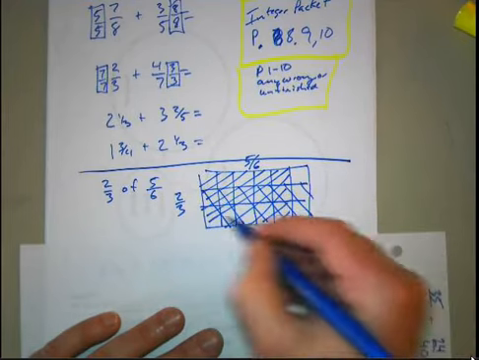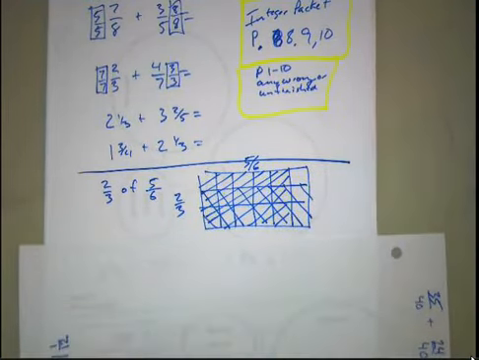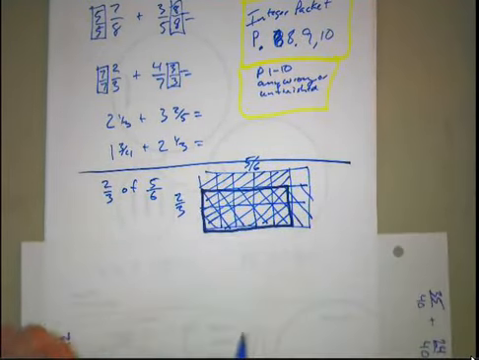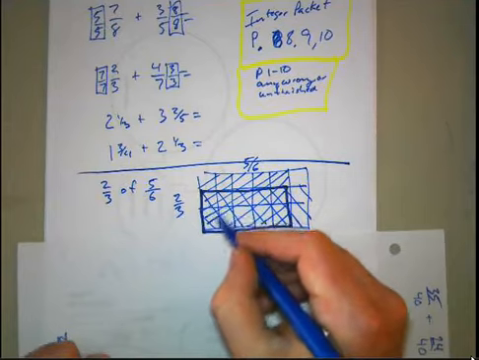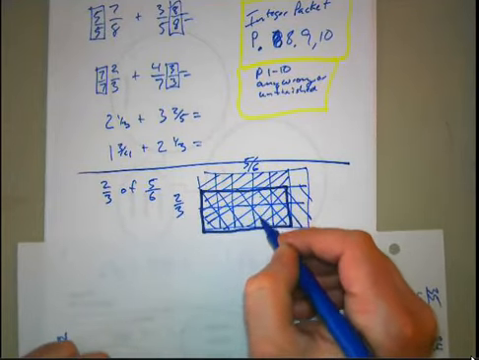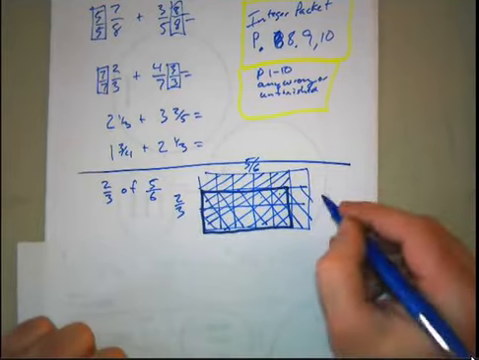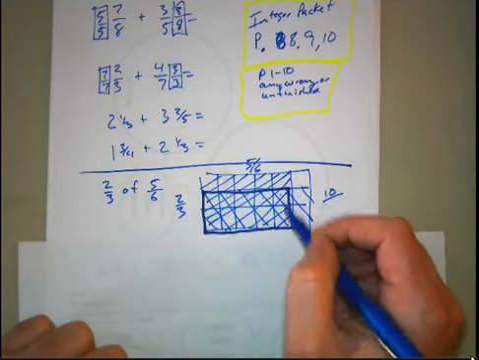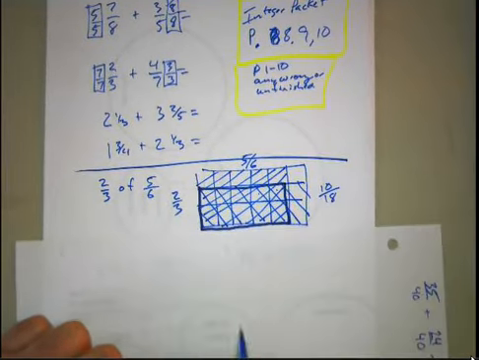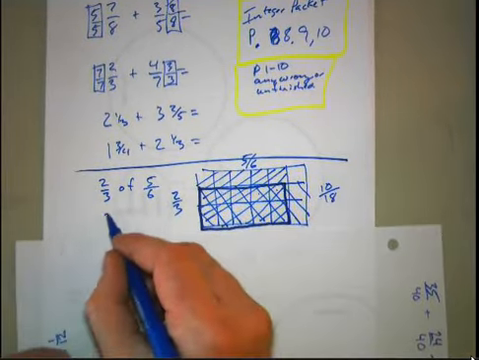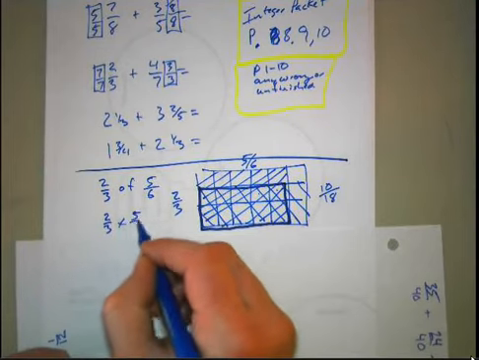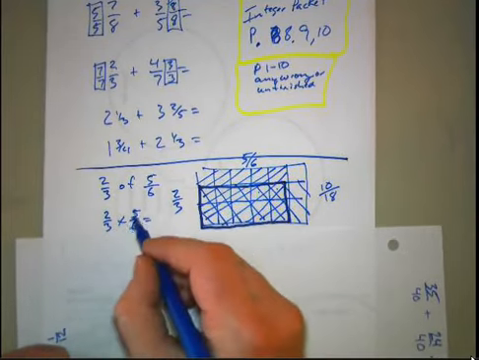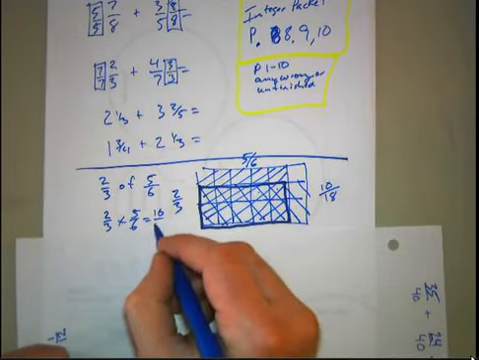And I am interested in only the double shaded area, the intersection. 1, 2, 3, 4, 5, 6, 7, 8, 9, 10. That's 10 out of 18 total. We can rewrite this problem as 2/3 times 5/6 because "of" means times. Multiply across the top. 2 times 5 is 10. 3 times 6 is 18.